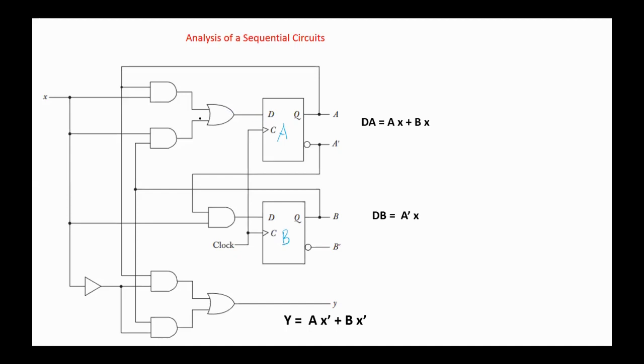As you see, DA equals X ANDed with A, or X ANDed with B. DB equals not A ANDed with X. And the output Y equals A not X, or B not X. So the output Y equals A not X, B not X.